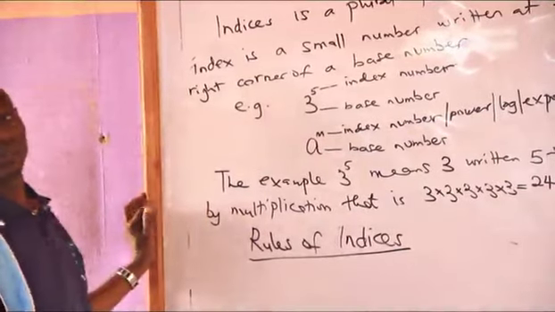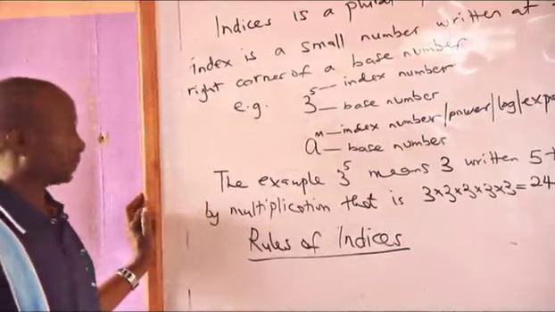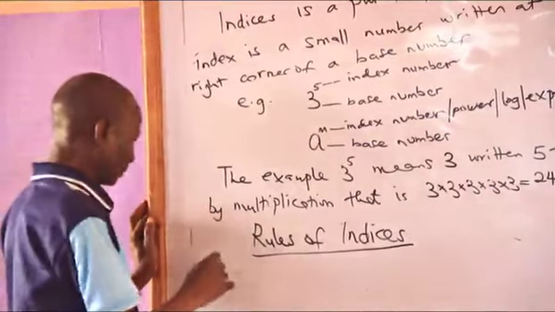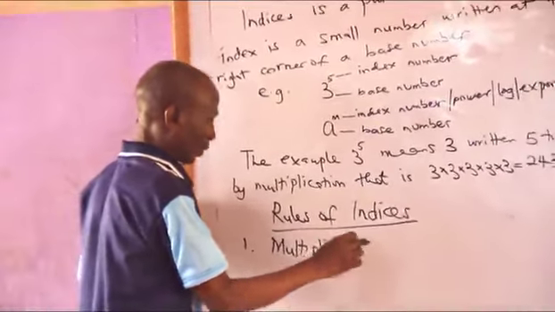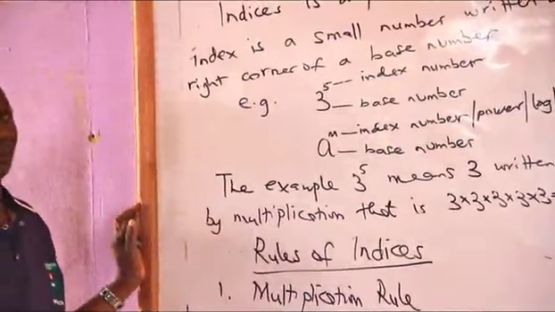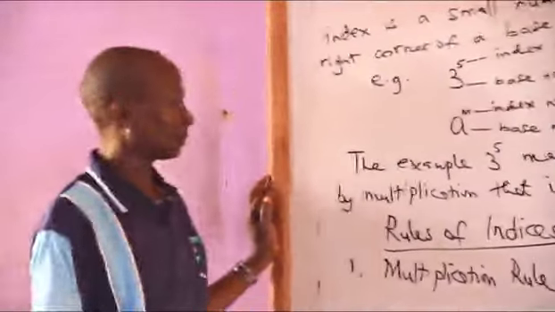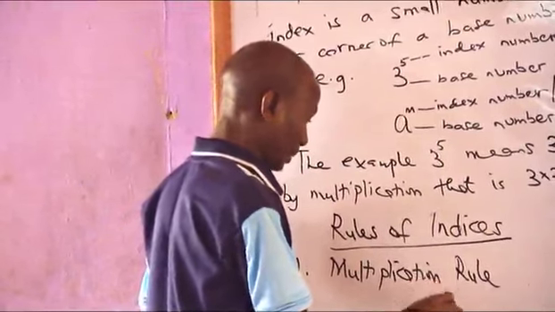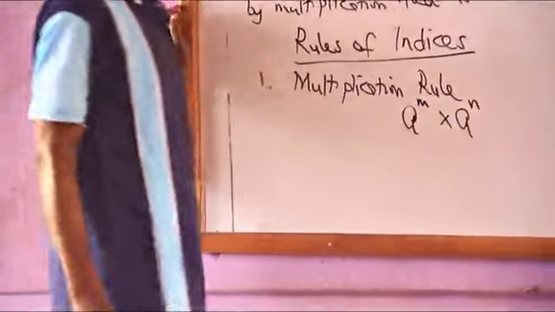There are almost 9 rules of indices, but I think we will talk about 3 or 4 of them in this class with examples. First, you have the multiplication law or rule. I will use both letters and numbers to explain it. I have, say, A raised to power M times A raised to power N.